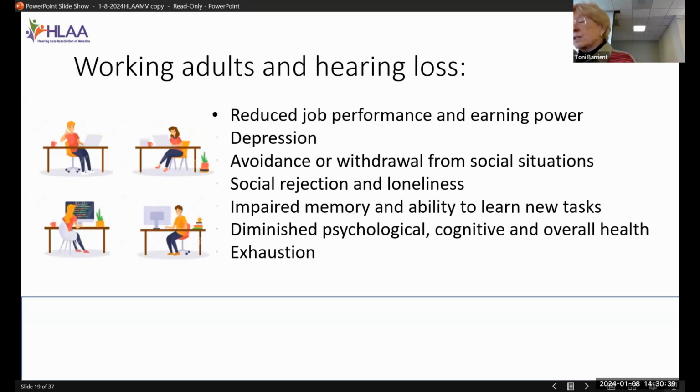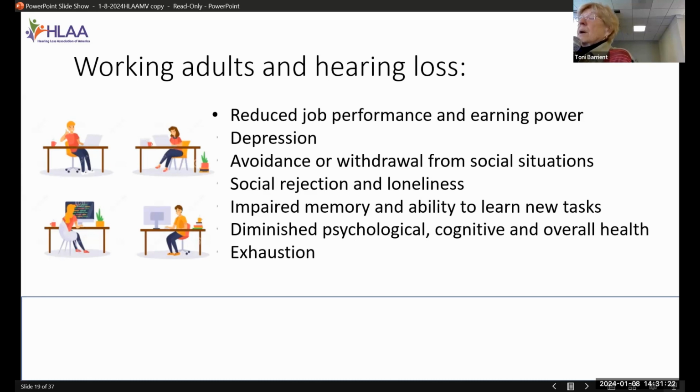Working adults and hearing loss. So there are surveys done. There is a reduced job performance and earning power when people have a hearing loss. They don't get the raises, they don't get the promotions as much. And really it can cause depression. People can be very upset. They avoid or withdraw from social situations. They don't go to the water cooler where everybody's kibitzing as they don't understand what's being said. And so it can lead to social rejection and loneliness.